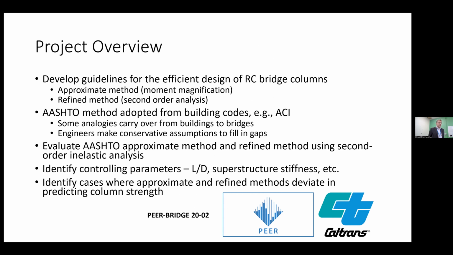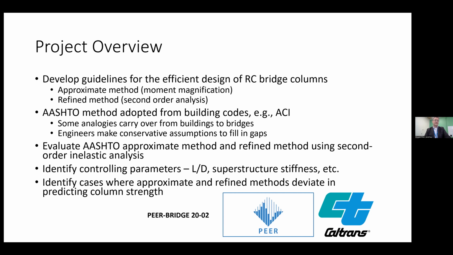columns. So in comparing approximate methods like from AASHTO, moment magnification, as well as refined second order analysis methods. And the basis for this was that Caltrans wanted to look a little more closely at some of the AASHTO methodology, which is largely based on building codes, not really bridges per se. So to see if some of those analogies carry over, and then look at how the conservative assumptions that are made by bridge engineers, how those could be assessed, or if there's some knowledge gaps to be filled there.